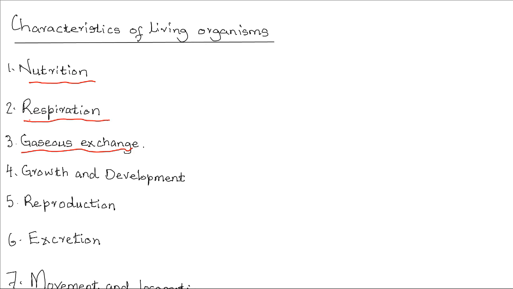Another characteristic of all living things is growth and development. Growth is defined as irreversible increase in size and mass, while development is an increase in complexity of structure brought about by specialization of cells to perform different functions. That is, the different cells in the body get modified to be able to perform specific functions.